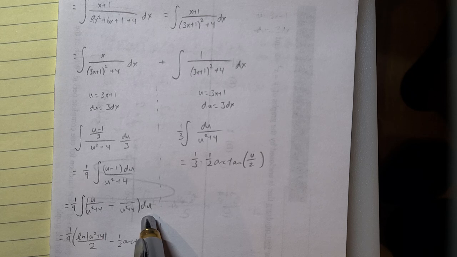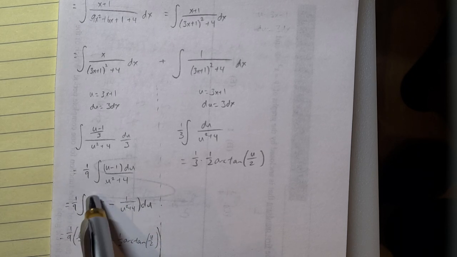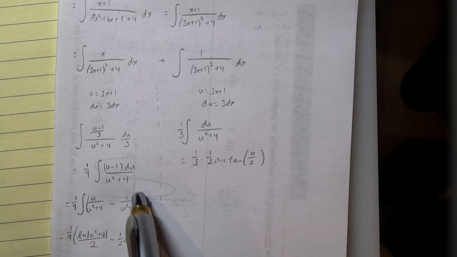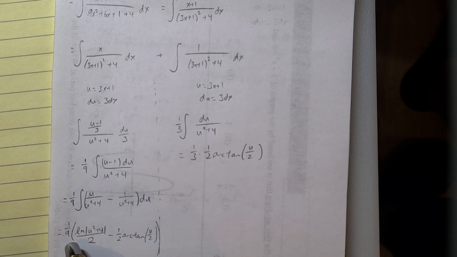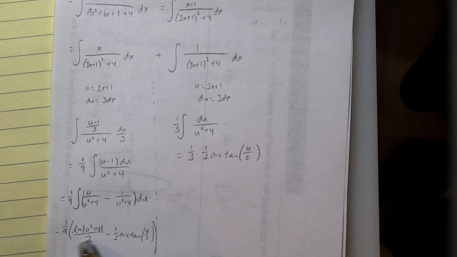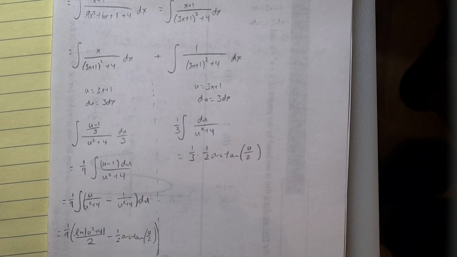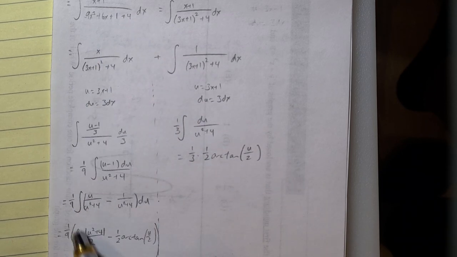Okay? Why did I do that? Well, this, you can do a substitution, so it'll be a log. This is arctan. Okay? So 1/9 log of u squared plus 4 over 2 minus half arctan u over 2. That would be this branch over here, okay? We didn't back substitute yet. We didn't add plus c. We're going to do that all at the end, okay? But this is what I got over here.